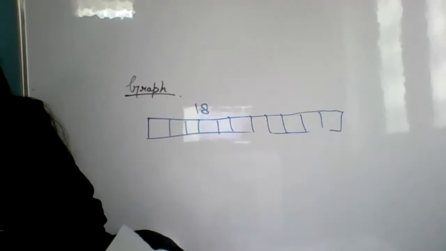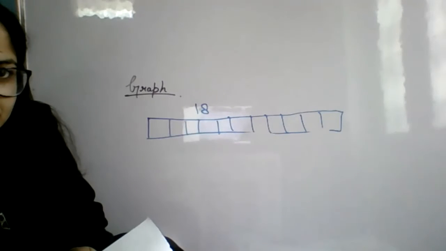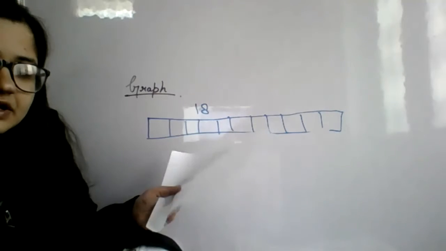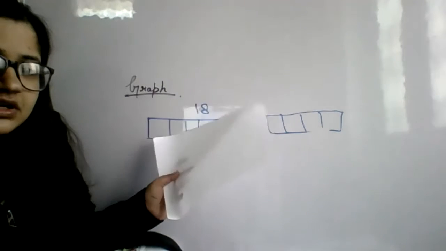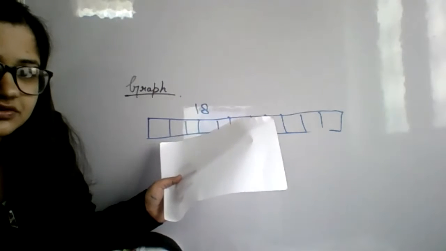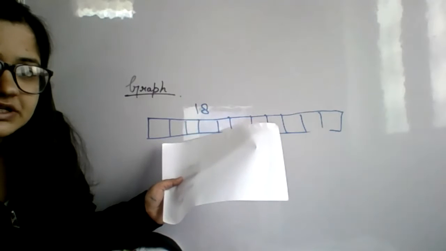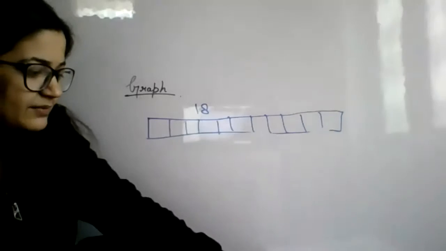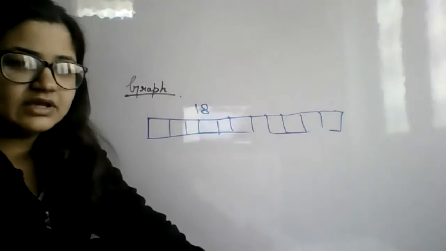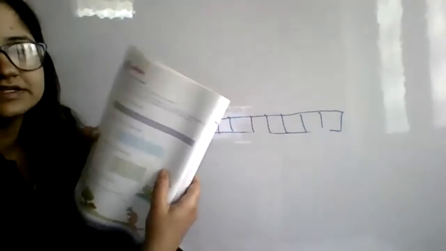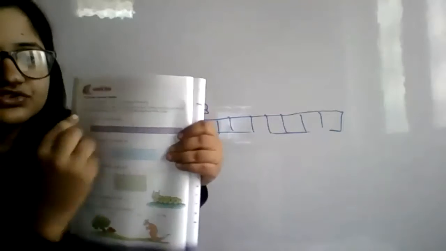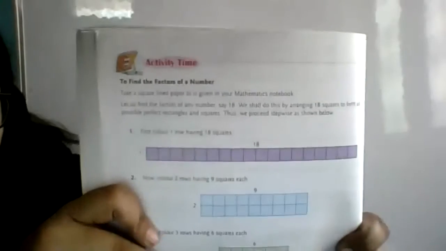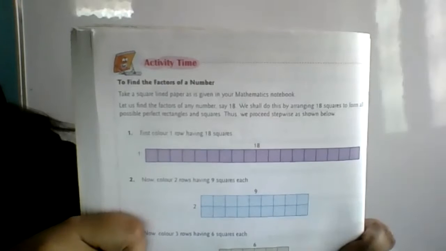Ma'am, how big a box? Beta, again and again I'm saying, as big as you want, but it should be 18 boxes. You have to make 18 equal boxes on a sheet of paper, small, not a big one. Like a strip.